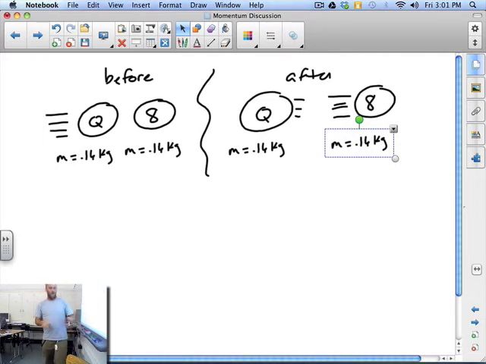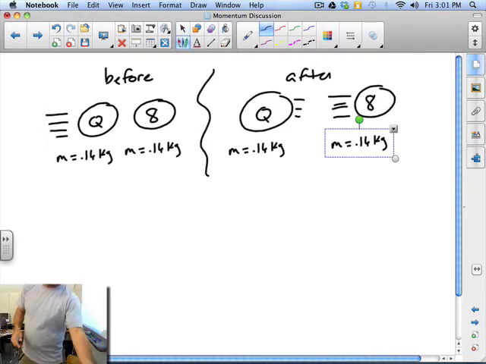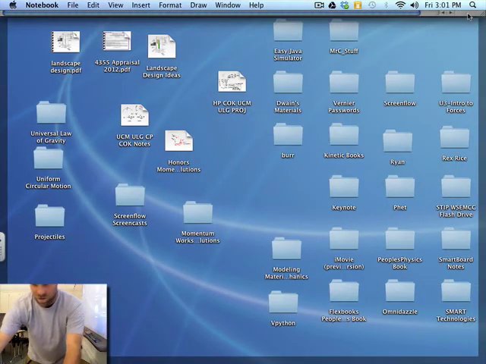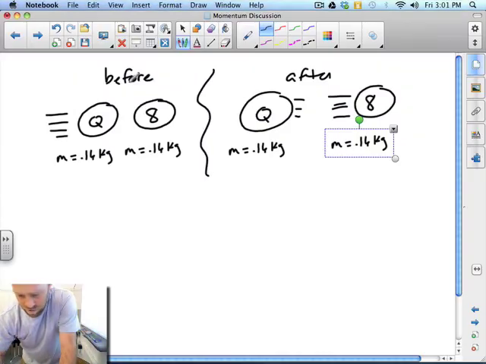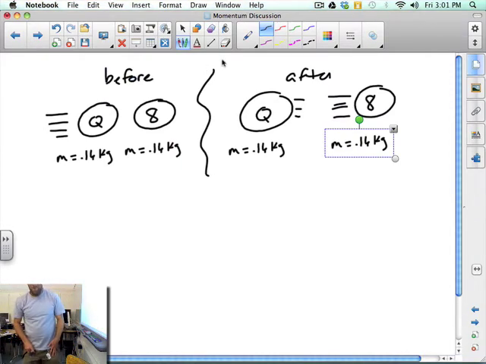Okay, I'll make some. Let's see. I'm taking this off your worksheet, by the way. This is number 9. You don't have this worksheet. But you will.